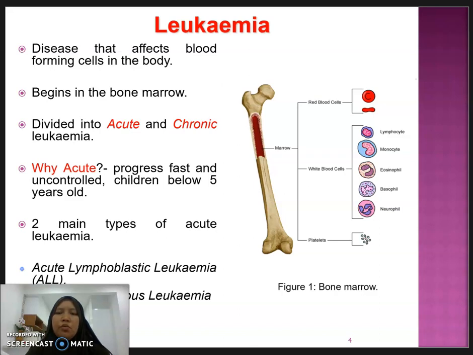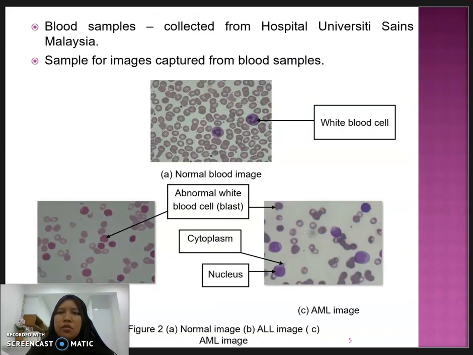So there are 2 types of acute leukemia that we are going to discuss in this paper, which is ALL and AML. All the samples have been collected from HUSM, Kubang Kerian, Kelantan, and we captured them from blood samples. An example of an image captured using the Infinity 2 camera, which is attached on top of the Leica DLMA microscope.